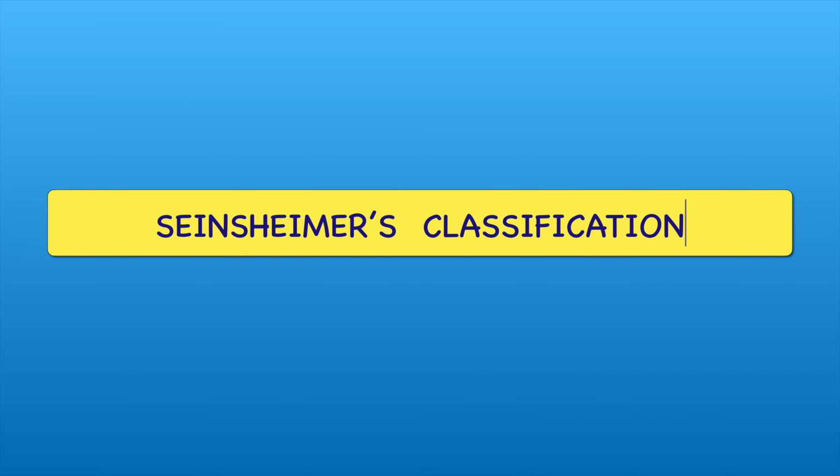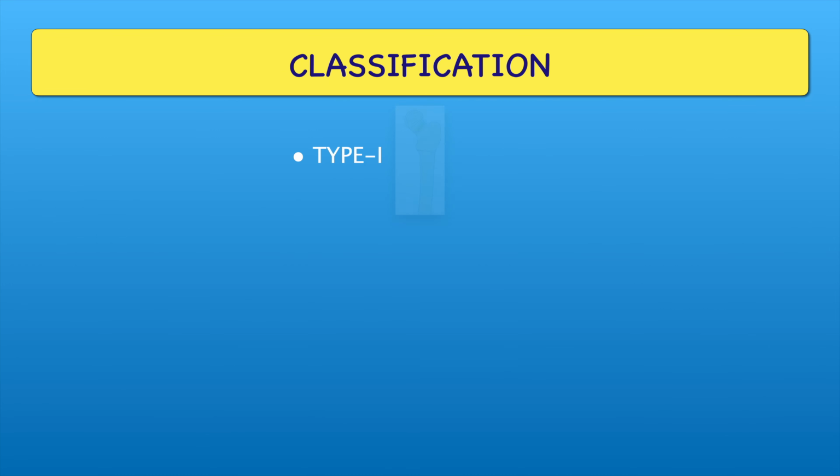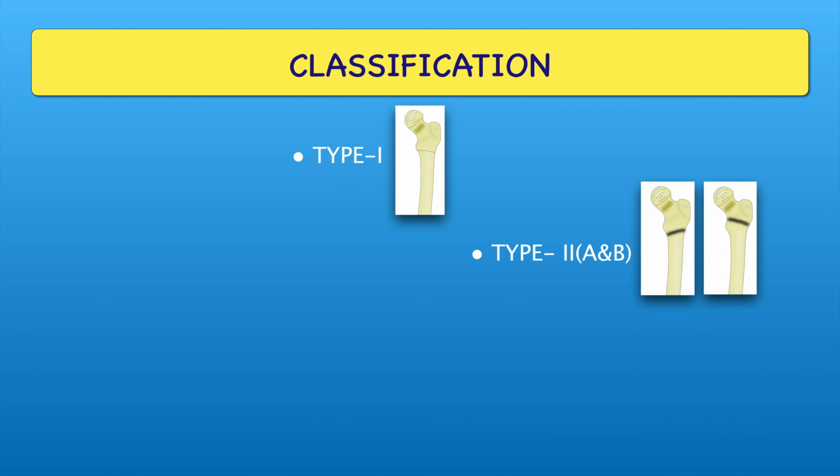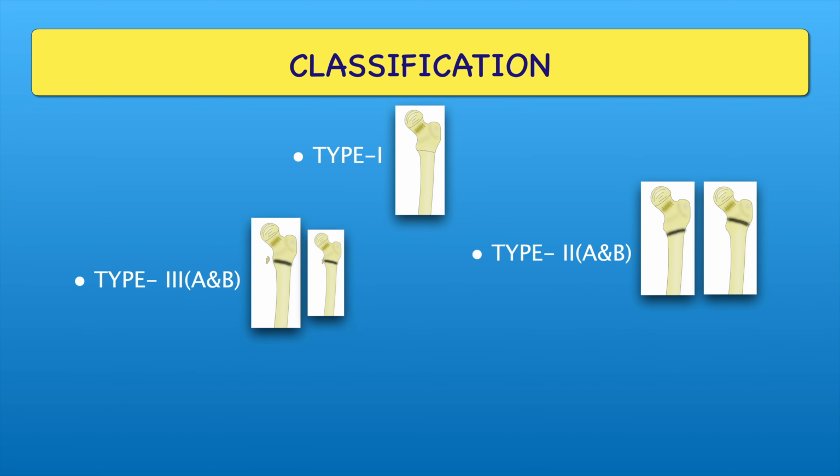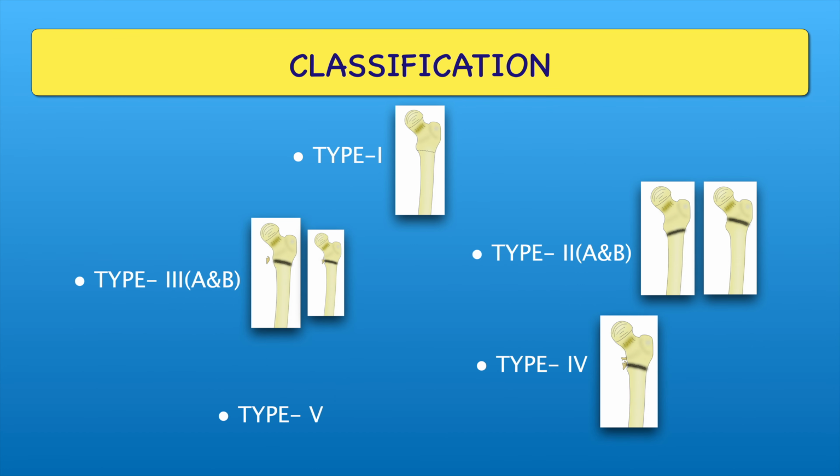Now come to the classification of proximal femur fracture. This is also known as Seinsheimer's classification. This includes Type 1, Type 2, A and B, Type 3, A and B, Type 4, Type 5.